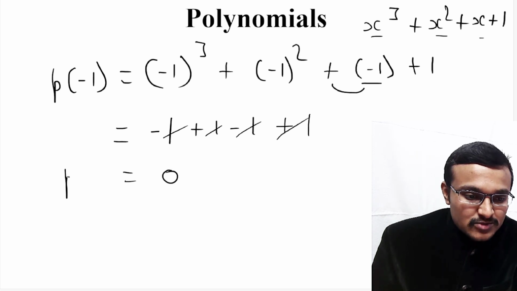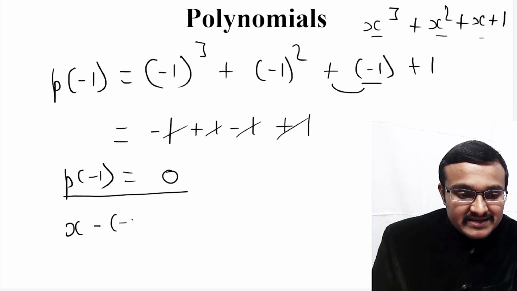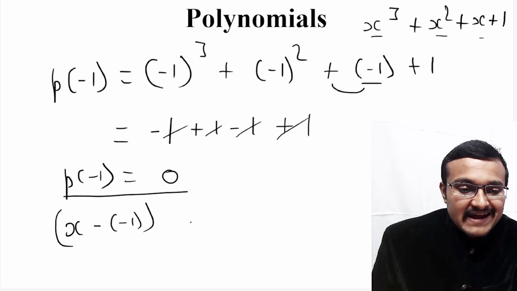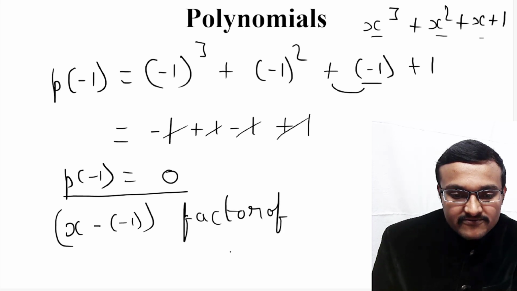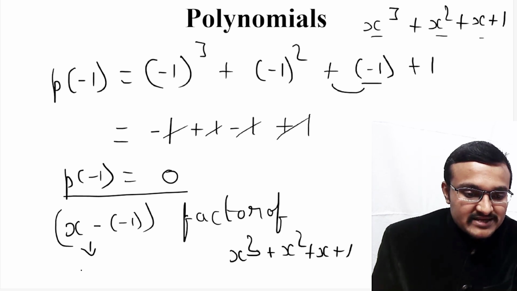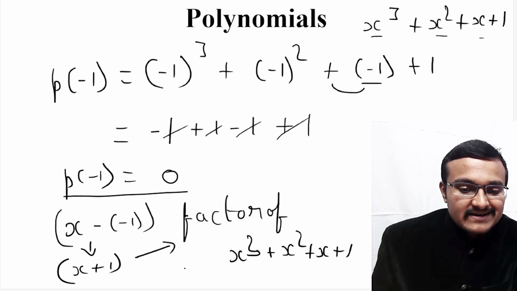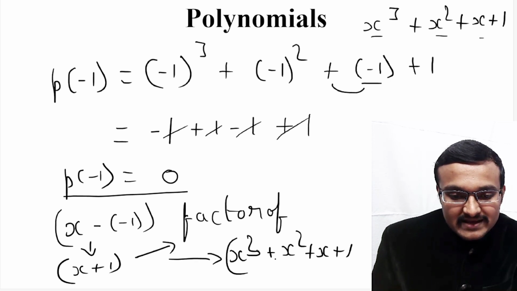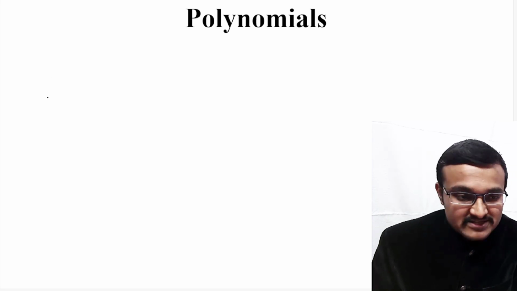you are getting 0. So p of minus 1 is 0, which means x minus of minus 1 is a factor of this polynomial x cube plus x square plus x plus 1. This x minus of minus 1 is nothing but x plus 1. So x plus 1 is a factor of this polynomial x cube plus x square plus x plus 1. So this is the first question.